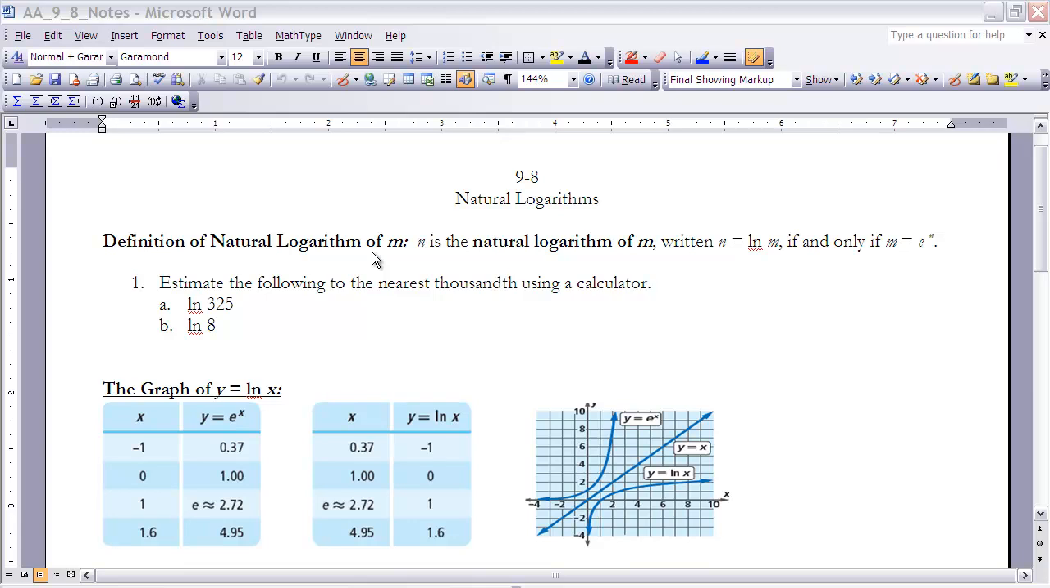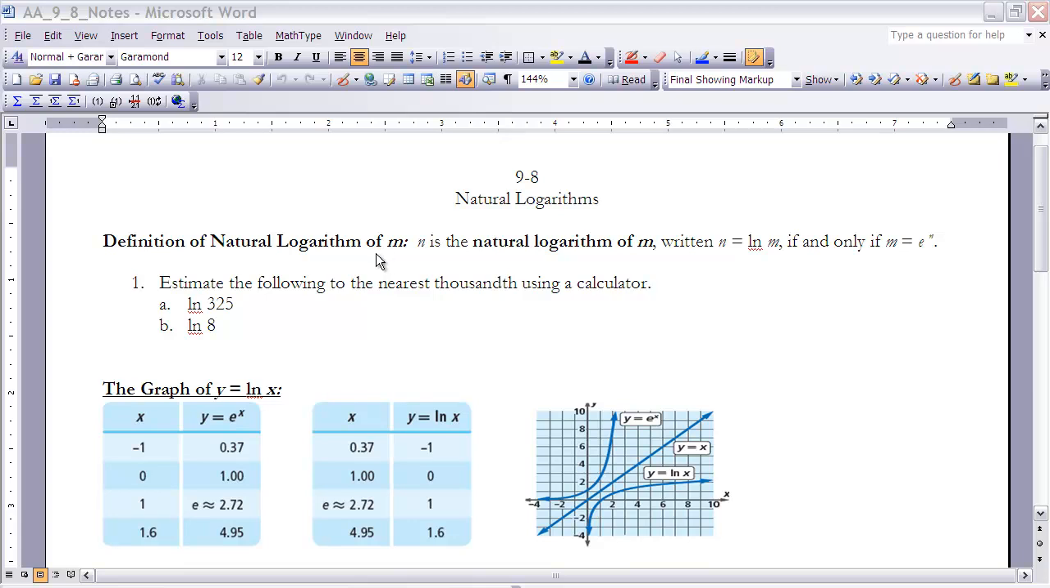So we've talked about common logs, where the base was 10. Then we said the log can have really any base as long as it's greater than 0 and not equal to 1. Well, one logarithm that's used quite a bit is the inverse of y equals e to the x, and that's what we call the natural logarithm.